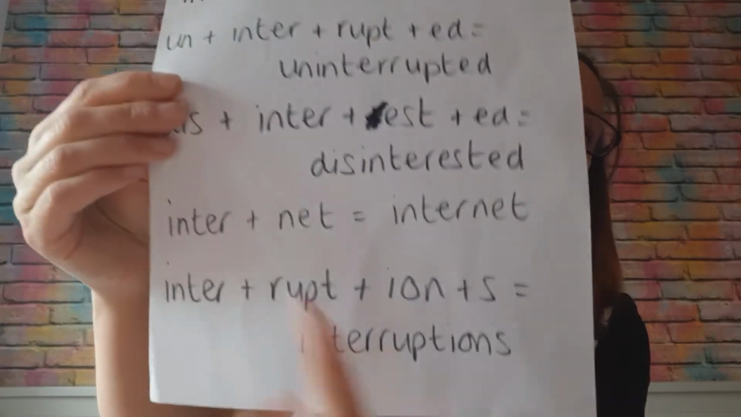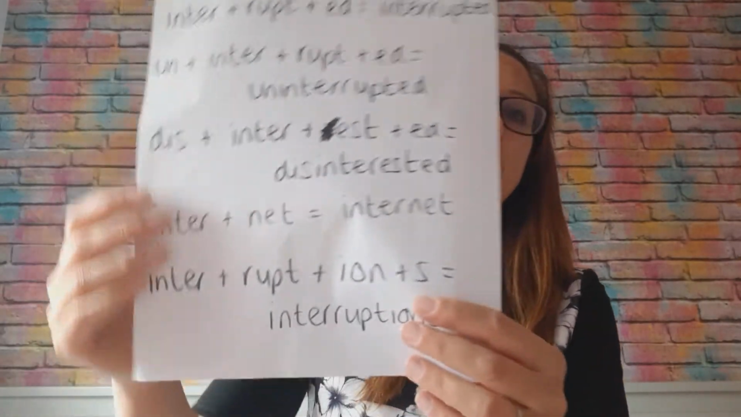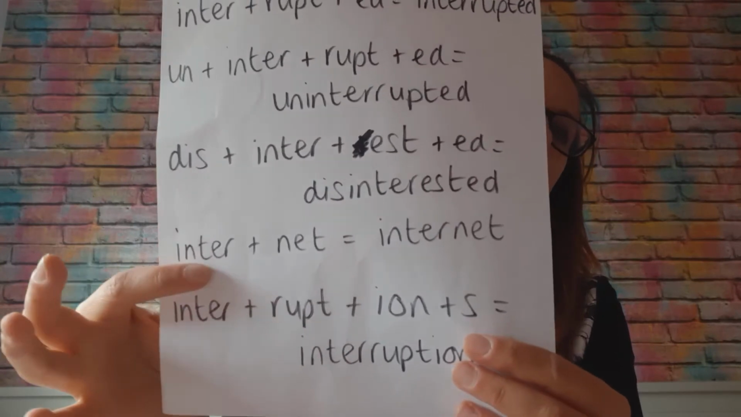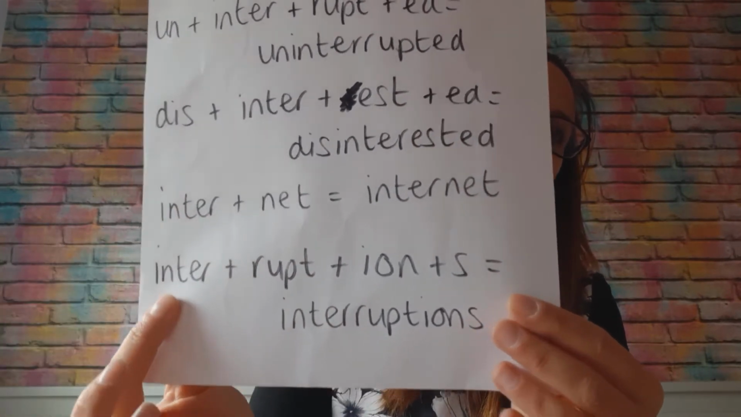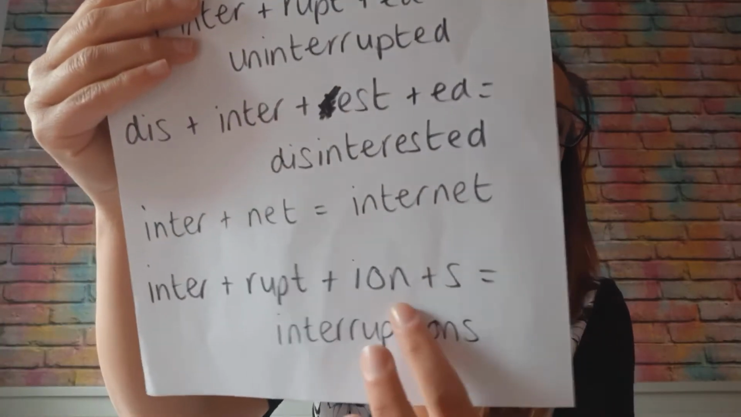Internet. So we've got internet, so that net meaning like a web. So obviously like the World Wide Web is the internet. So that goes between everything, doesn't it? All around the world, the internet. So connections between things.